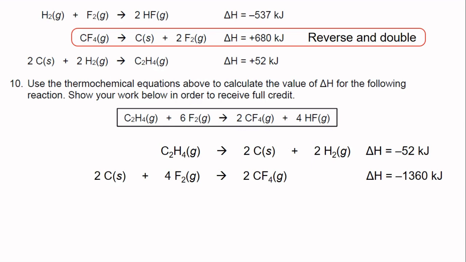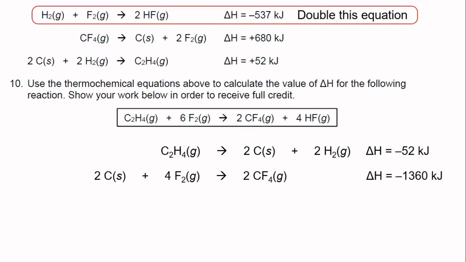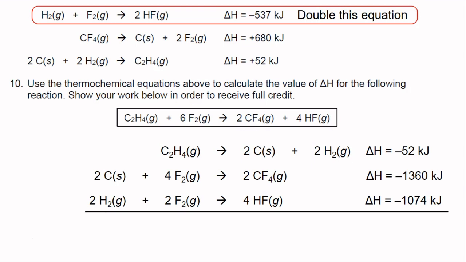Finally, I need to get 4 moles of HF on the right. So I'm going to multiply this first equation by 2 so I can get 4 moles of HF. Now my delta H for that reaction after multiplying by 2 is not negative 537 but actually twice that, negative 1074.